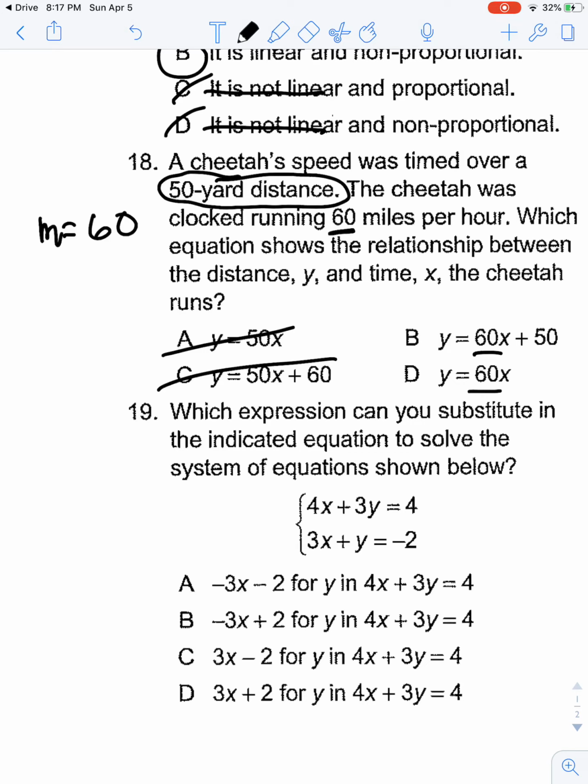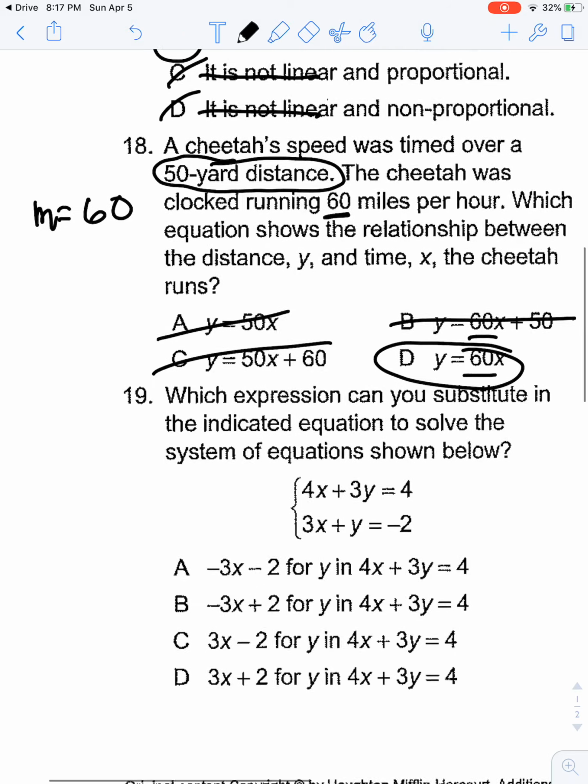It doesn't make sense for us to choose B, and here's why. When you've got a speed, the speed is the rate, and if the cheetah's always running at 60 miles per hour, it doesn't matter what the distance is. So it is a proportional relationship that does not include 50. The 50 is just extra information in the problem. Let's look at number 19.